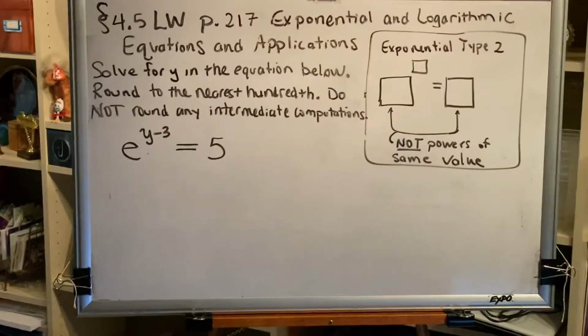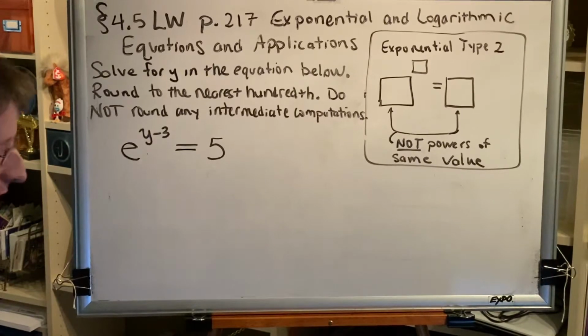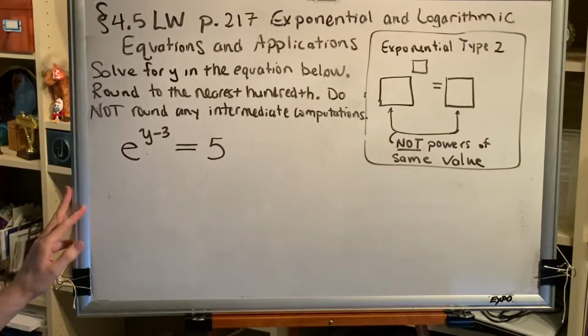We continue learning workbook page 217 with this problem. Solve for y in the equation below, round to the nearest hundredth. Do not round any intermediate computations. Okay, this is exponential type 2.